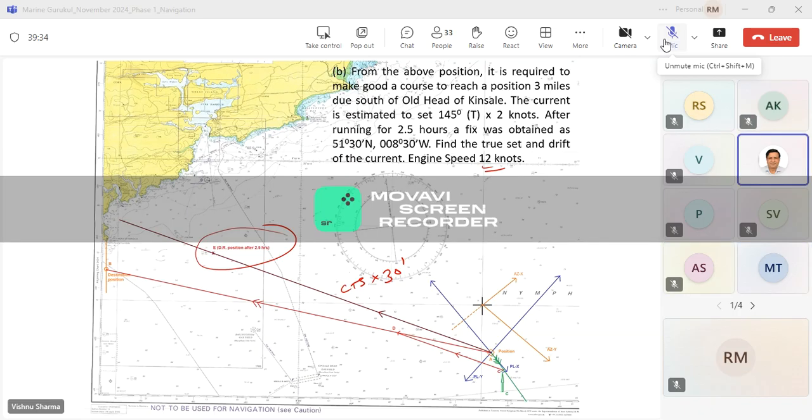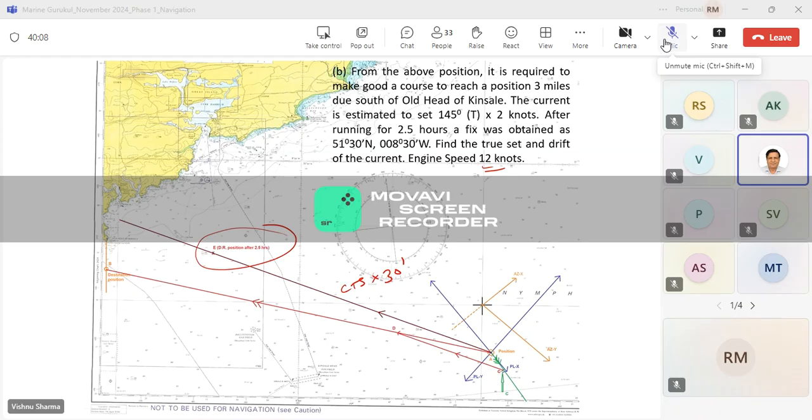Guys, if you don't understand, let me know. If I can get the DR after 2.5 hours, why? Because I started from the last known fix A. I know the course that my vessel has steered. Course steered is C to D, that is the direction. So that CD course steered I have drawn through A. And on that CTS, I have cut engine distance for 2.5 hours. And point E is the DR after 2.5 hours.